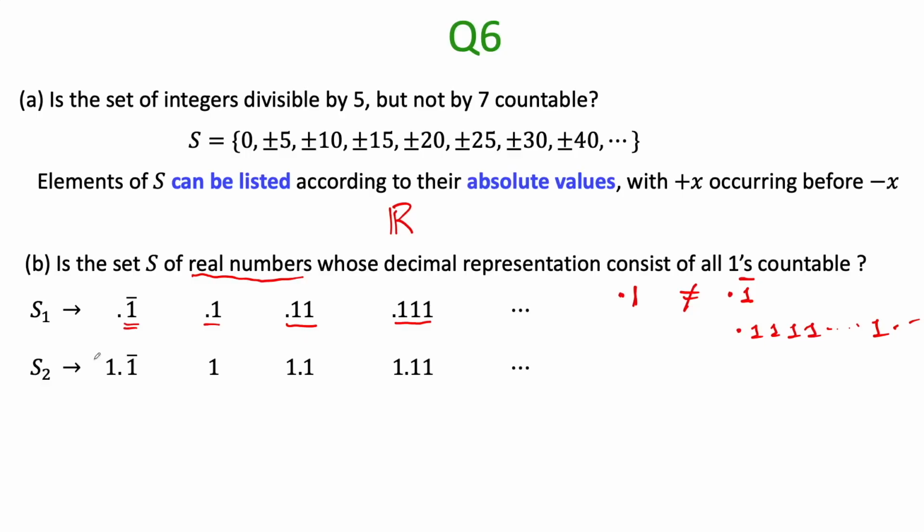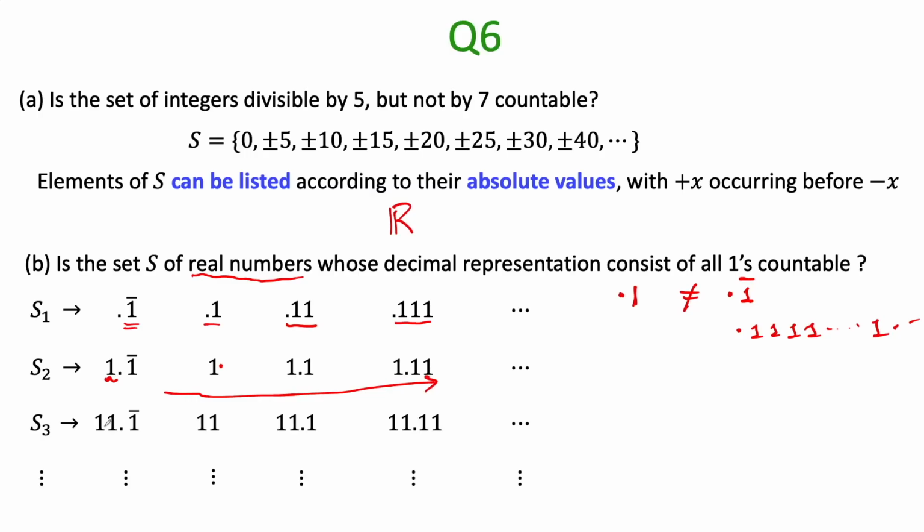Then in S2, I will list all the real numbers whose decimal representation has only ones, and where before the decimal point I have only one digit. These are the elements in the set S2. In S3, I will list all the real numbers whose decimal representation consists of only ones, and where before the decimal point I have two ones.